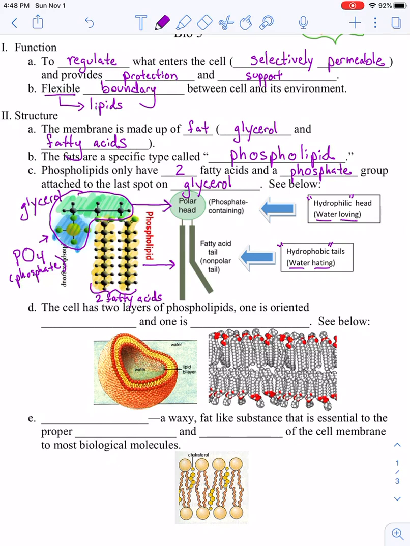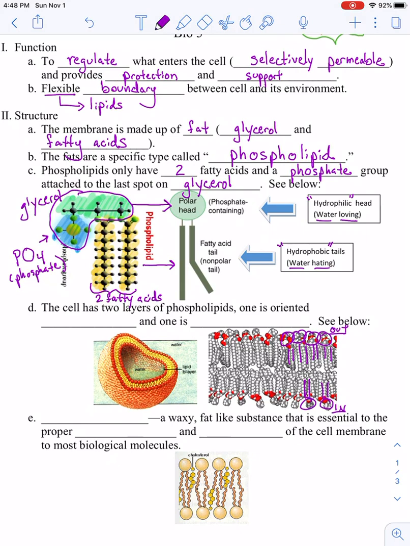What ends up happening is that because you are mostly made up of water, the tails will orient themselves away from where the water is. So namely, that's going to be outside the cell and inside the cell. So the phospholipids will orient themselves tails in and polar heads away. So here you can kind of see the tails. I'm drawing two at a time. And then the phosphate group and glycerol are up top. And the same thing down below.